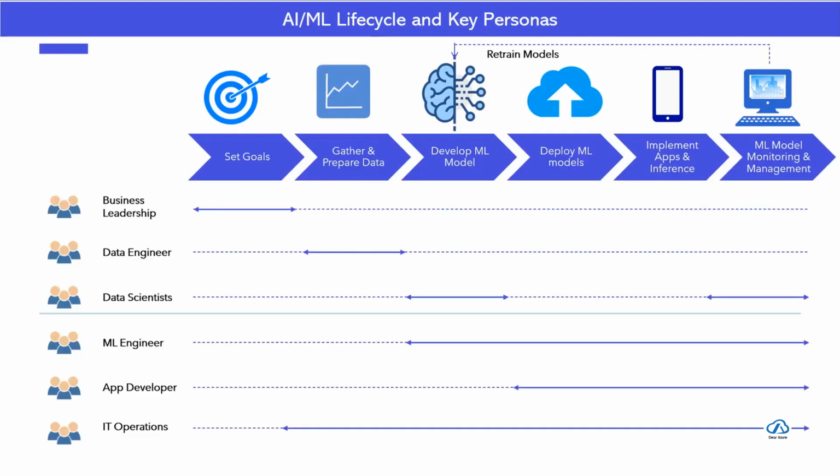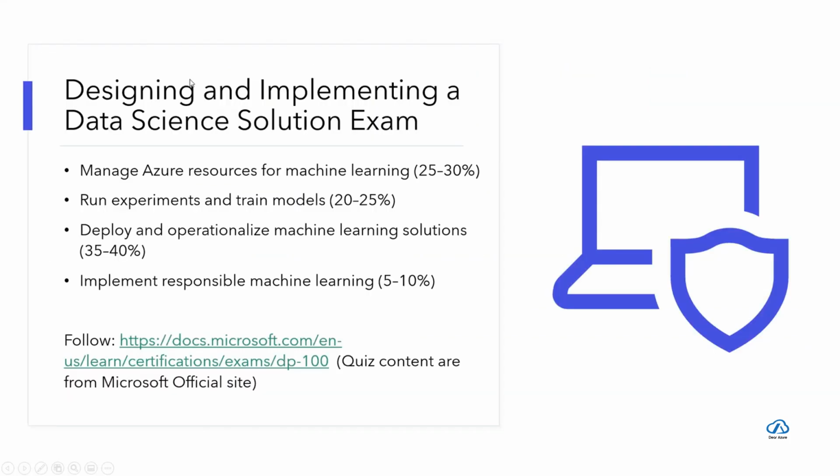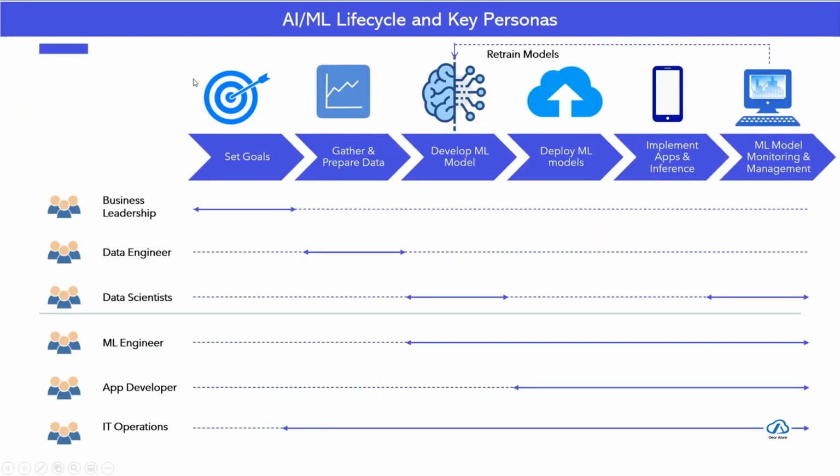Before we jump into the exam topic, I have already shown this specific slide in AI 100, but I just want to give a small overview before we jump in. What happens in terms of the AI and ML life cycle, and where is the data scientist, or data science solution designer? This is the life cycle with all the key personas. We have the business leadership, they set the goals. Data engineers collect, gather, and prepare the data for you.